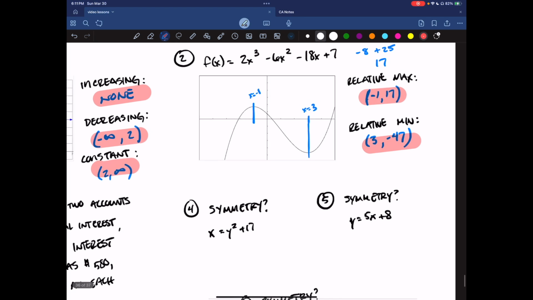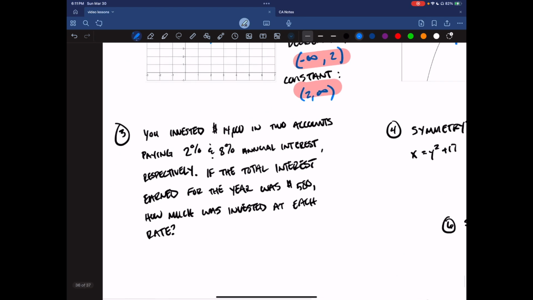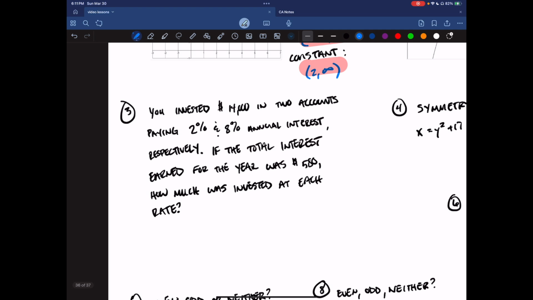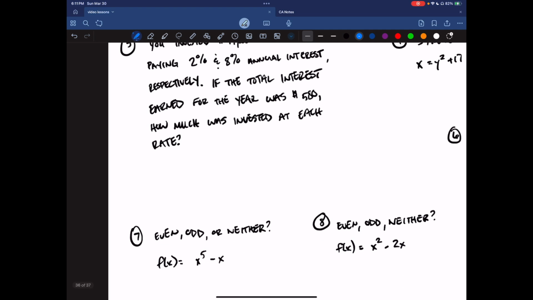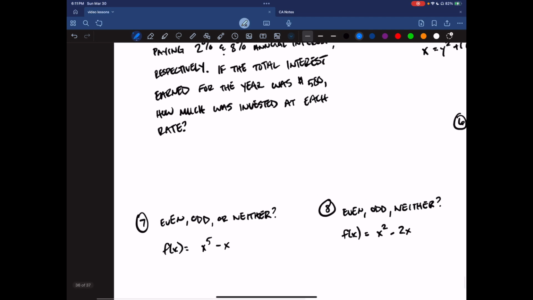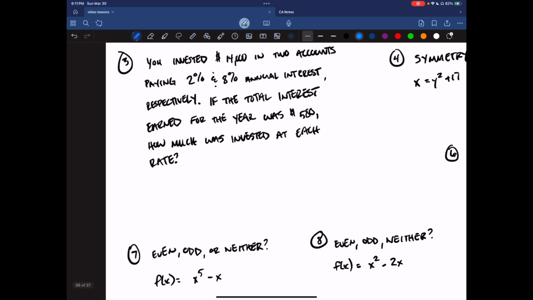Okay. Now, number 3. This is a word problem. And it happens to be a systems of equations problem, which means I have two linear equations. I'm going to use the two of them to solve this problem. So it says that you invested $14,000 in two accounts, paying 2% and 8% respectively, annual interest. If the total interest earned for the year is $580, how much did you put in each of them?